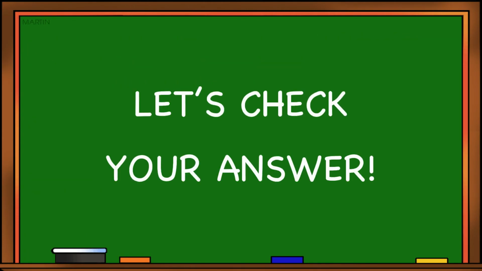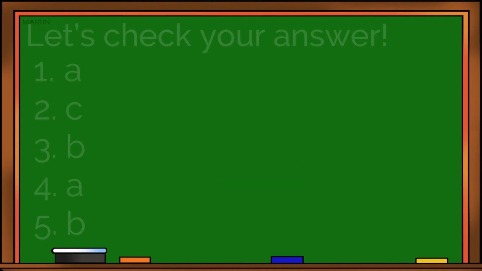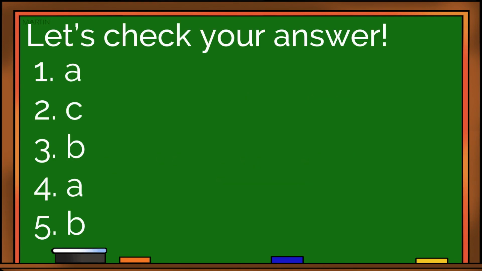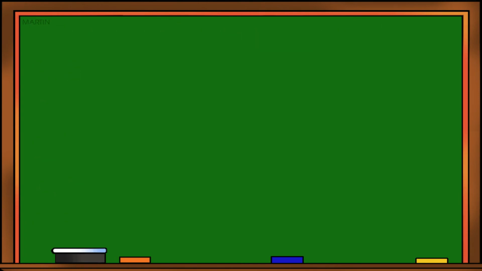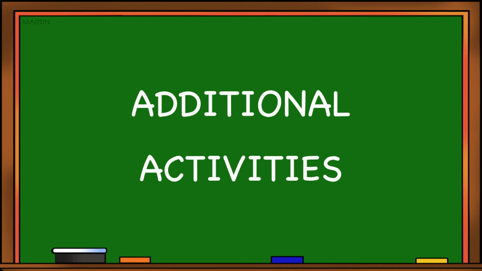And now, let's check your answer. Number 1, A. Number 2, C. Number 3, B. Number 4, A. Number 5, B. Did you get all the items correct? Wow, good job! Now, let's proceed to your next activity.